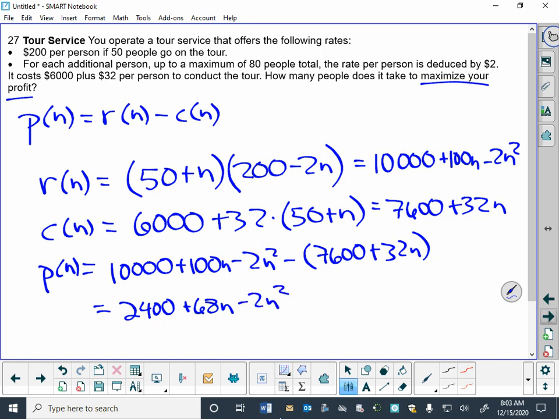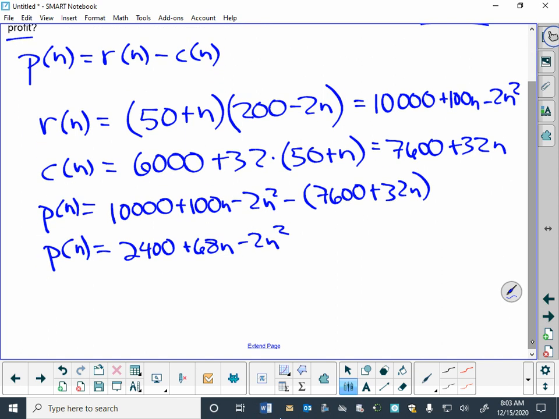Minus 2n squared. So this is my simplified version of the profit. It is a quadratic that opens down, so there definitely is a maximum value. The derivative of the profit then is 68 minus 4n. If I set that equal to 0, I'm going to get 68 is equal to 4n.